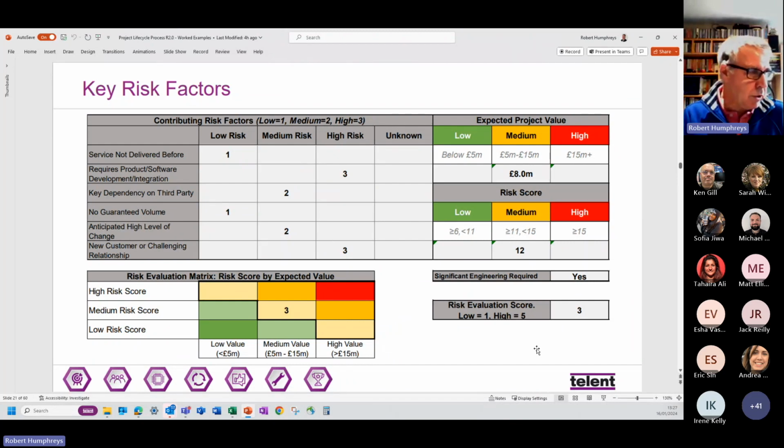You just need to go into those contributing risk factors, work out whether it's a low, medium or high risk associated with those 6 different factors, work out what the expected project value is, and that will then give you where it sits within the risk evaluation matrix on the left hand side. And as you can see, it's a medium value project at 8 million, but it's showing as a medium risk score. And because it sits within that category, clearly this would be a project that would be going to project board for its governance.